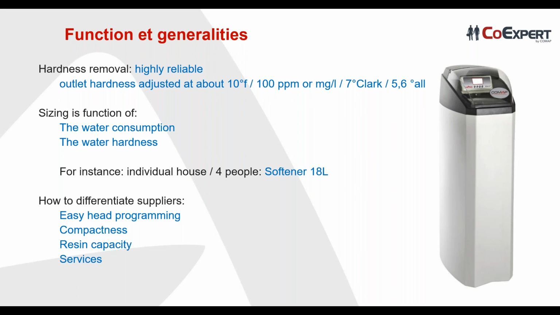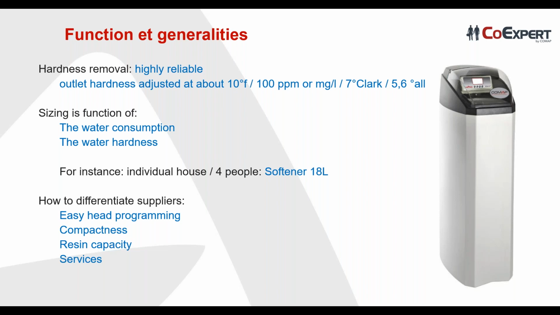It always works. The outlet hardness has to be adjusted at about 10 French degrees in order not to have soft water in the network, because it can lead to corrosion. The sizing of the softener is a function of the water consumption of the house. So if there are 4 or 5 people in the house, it's based on that, and the water hardness. For instance, for an individual house and 4 people, a softener with 18 liters of resin is necessary.